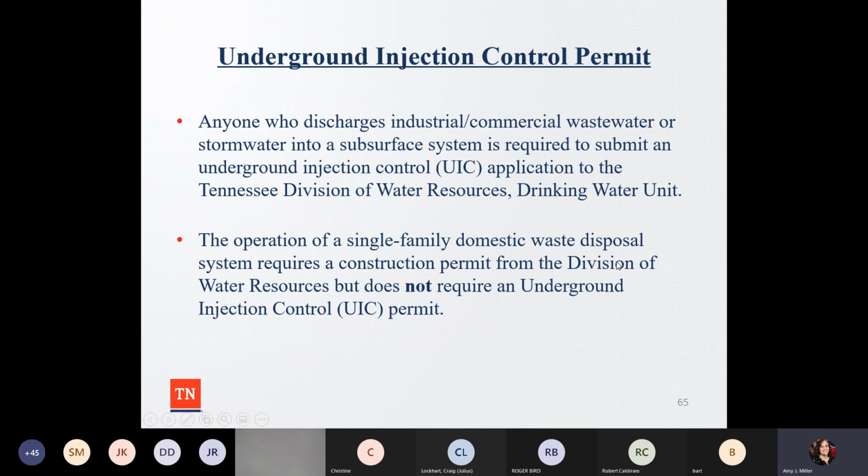And then anyone who discharges industrial or commercial wastewater or stormwater into a subsurface system is required to submit an underground injection control application to the Tennessee Division of Water Resources drinking water unit. The operation of a single family domestic waste disposal system requires a construction permit from the Division of Water Resources, but does not require an underground injection control permit. So if someone's doing a single family domestic waste disposal system, they should be going through the Tennessee Division of Water Resources to get a permit.